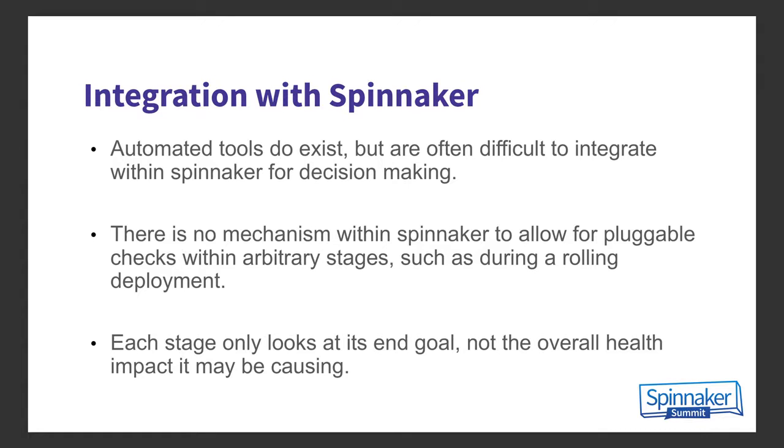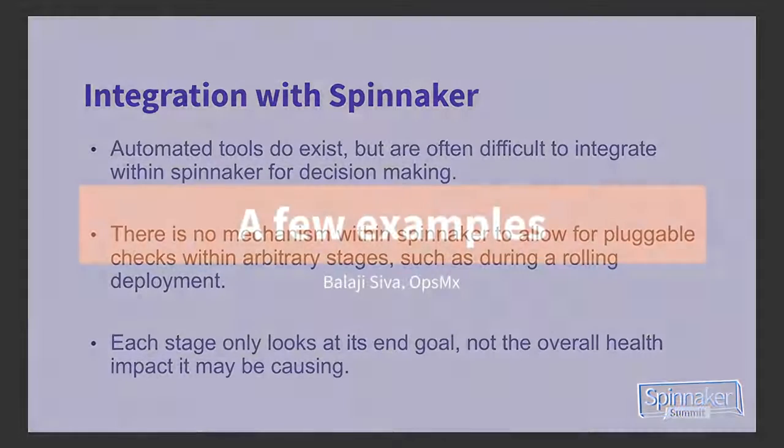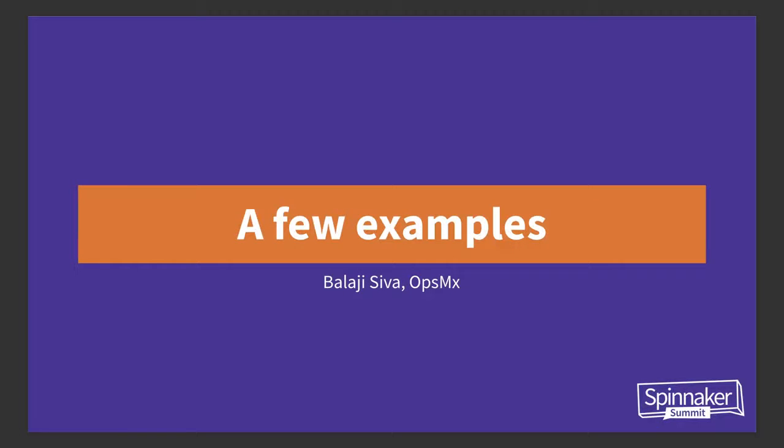So I'm going to have Balaji come back up for another few examples here. While he's going through this, this is an example of what we can do today in the Canary technology. Think about the different places that you might want to add checks into the system that we want to have in Spinnaker that are not just a Canary stage all by itself. All right. Give me a second.